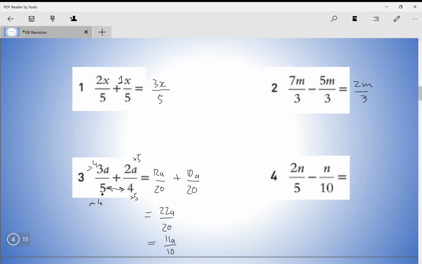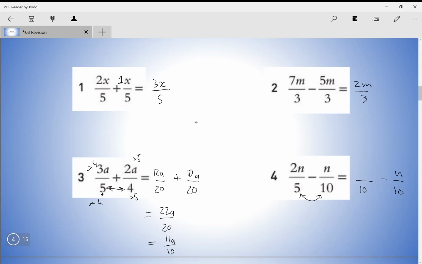And on our fourth example here, we could multiply our denominators together to find a common denominator, but we can actually take a shortcut here because 5 goes into 10 2 times. So we can actually just use 10 as our common denominator. And that means we don't have to change the second fraction at all.